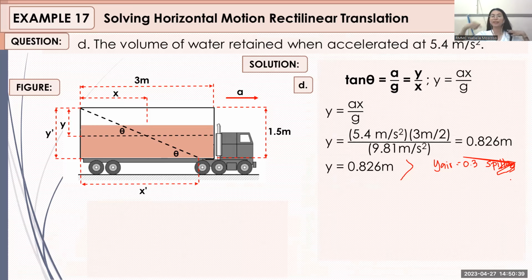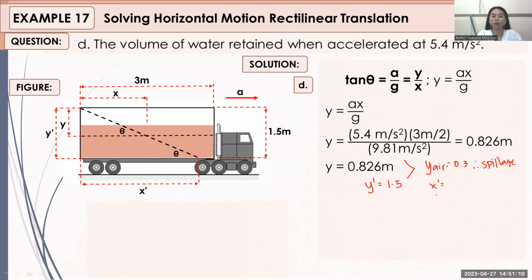Okay, so to continue, ano na yung sinasabi ko kanina? Your y air is equivalent to 0.3. If that is the case, y is greater than your y air, therefore the conclusion here, meron tayong spillage. Kung meron tayong spillage, matik na the height of your y prime now will be the height of your vessel.